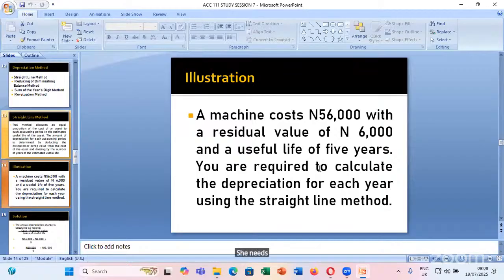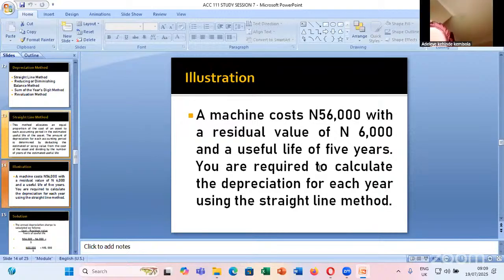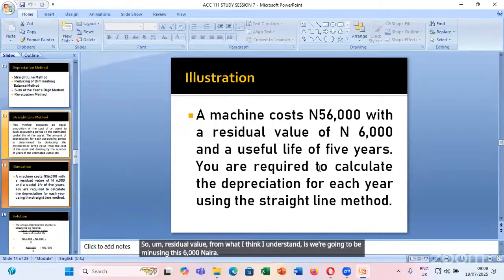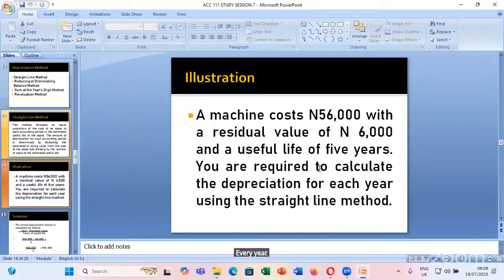Chinedu Gabriel, can you explain what you are going to do? So, residual value, from what I think I understand, is we're going to be minusing the 6,000 naira every year. Okay, you have tried, but you didn't get it.